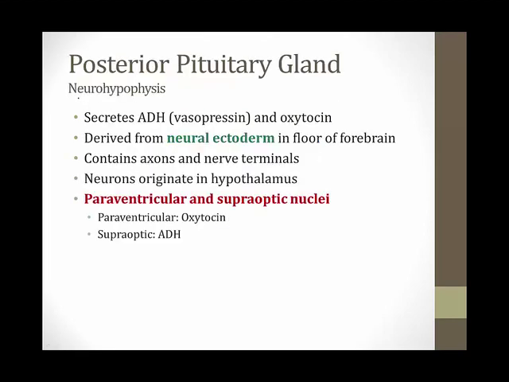The posterior pituitary gland is also called the neurohypophysis, and it secretes two hormones. The first hormone is ADH, or antidiuretic hormone. It's also sometimes called vasopressin. And the second hormone is oxytocin, which is important during pregnancy.